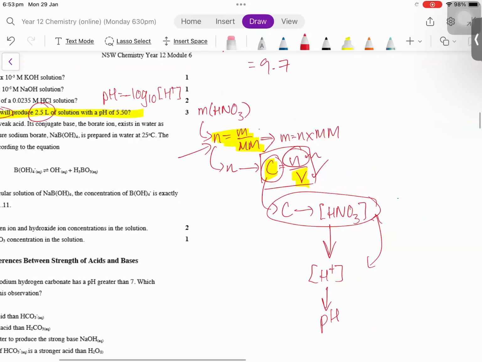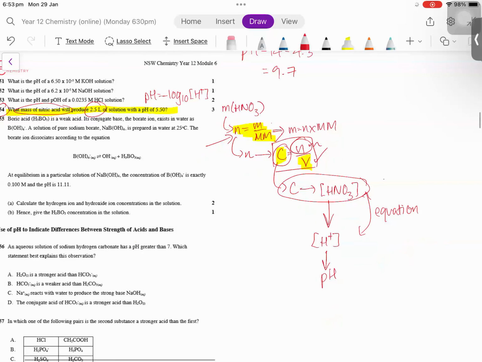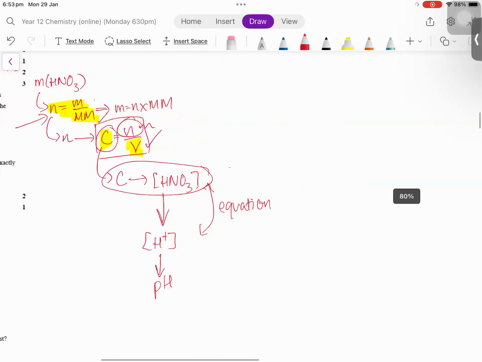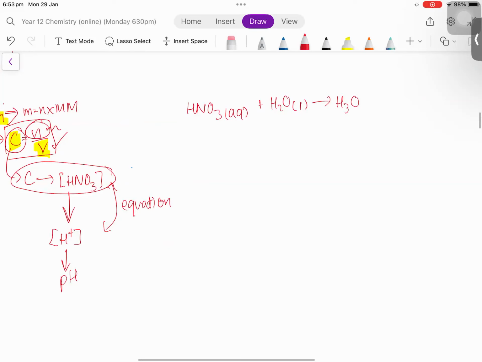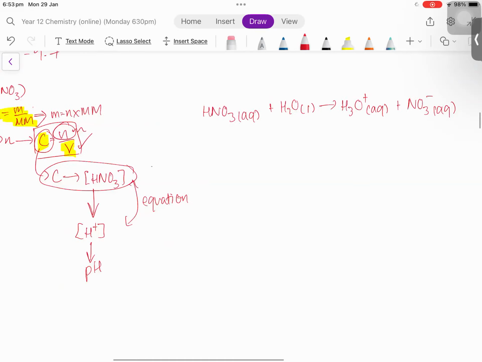So for me to jump between the acid and the proton, I need the equation. That was the part they were missing. James, write the dissociation equation for nitric acid, please. Is it HNO3 plus H2O, and then there'll be a hydronium, H3O plus, plus NO3 minus. Thank you. Okay, so I have my balanced chemical equation.